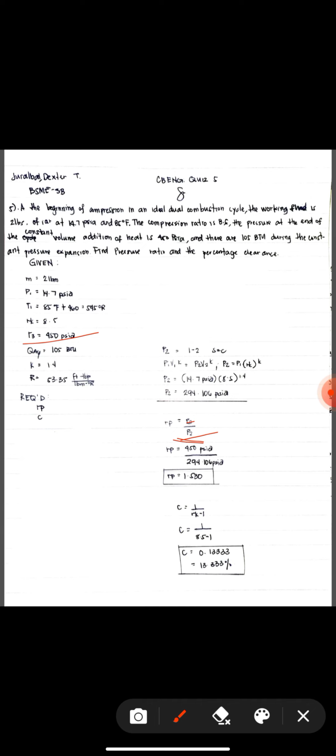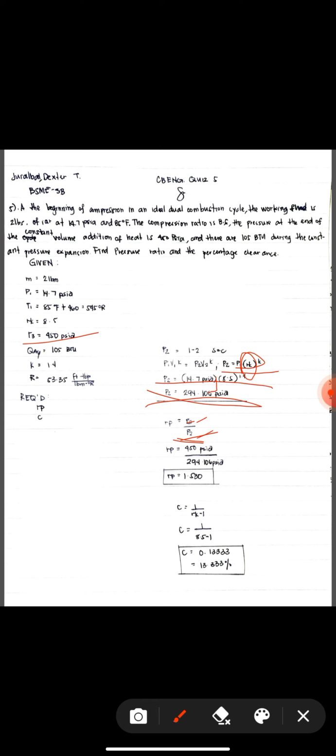P2 equals P1 times V1 over V2 raised to k. So our V1 over V2 is equal to our rk. So P2 equals P1 times rk raised to k. So we just substitute the values. P1 is 14.7 psia times rk of 8.5 raised to k of 1.4. So P2 is 294.106 psia.